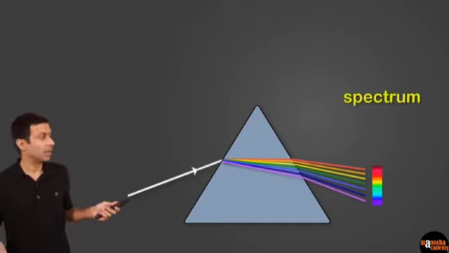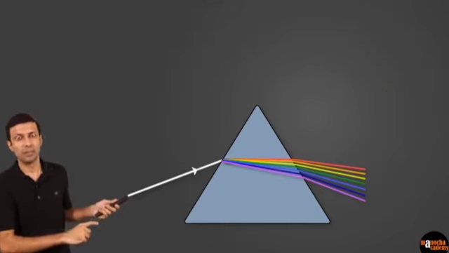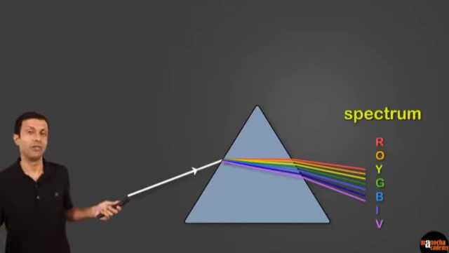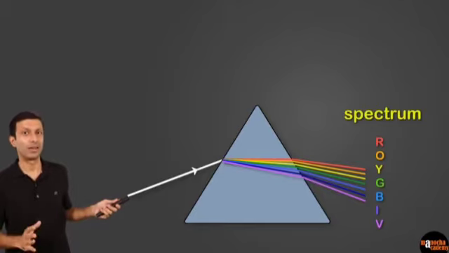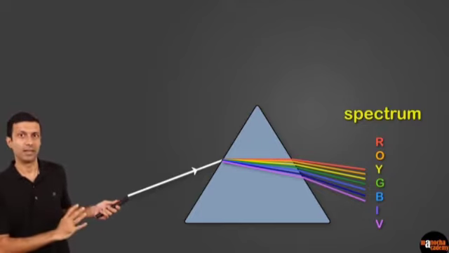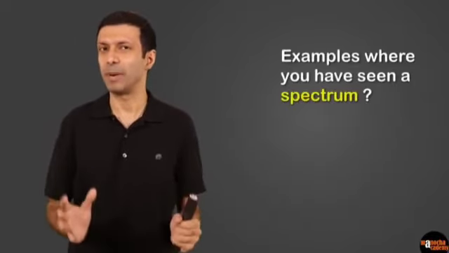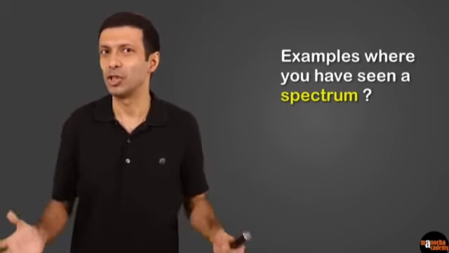As we discussed, the spectrum band contains millions and millions of colors. But here we've just shown the 7 rainbow colors, the VIBGYOR colors, violet, indigo, blue, green, yellow, orange and red, just for simplicity. But actually there are millions and millions of colors there. Now can you think of examples where you've seen a spectrum, where you've seen the dispersion of light?